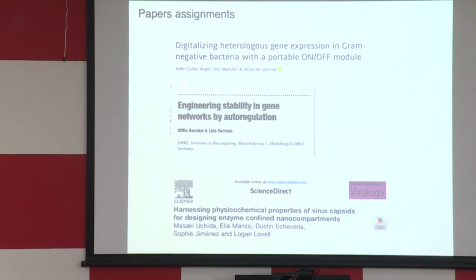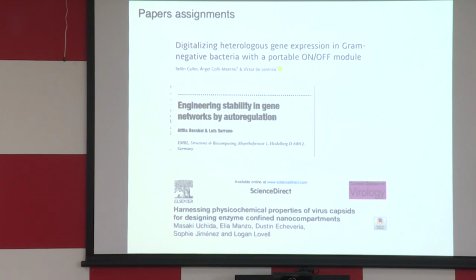This is a paper that we had a few years ago, and I think it's quite interesting from the point of view of how to engineer a device that behaves close to what you see in cells. Then this other one is an earlier paper that goes together with the paper on the repressilator that we discussed the first day.